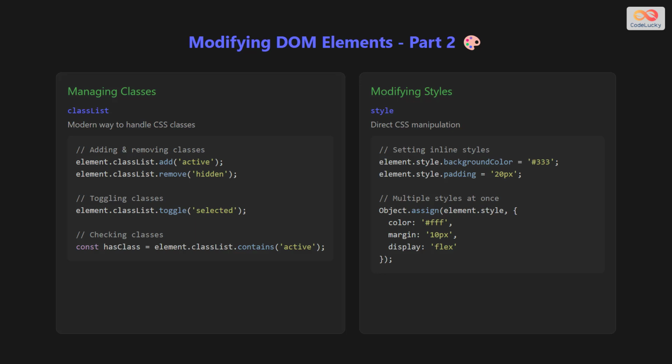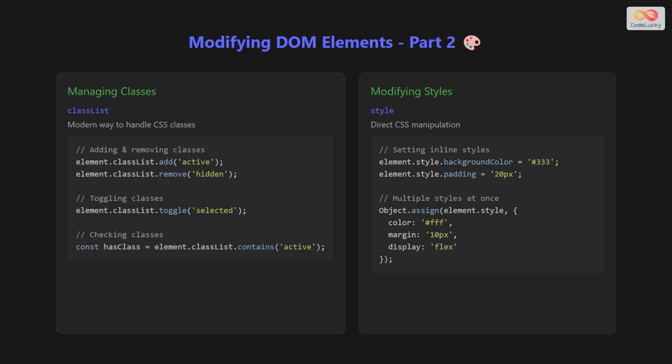element.classList.add with active adds that class to the element. element.classList.remove with the argument hidden removes that class. element.classList.toggle with selected toggles that class. Lastly, element.classList.contains with active returns a Boolean indicating if the class is present.